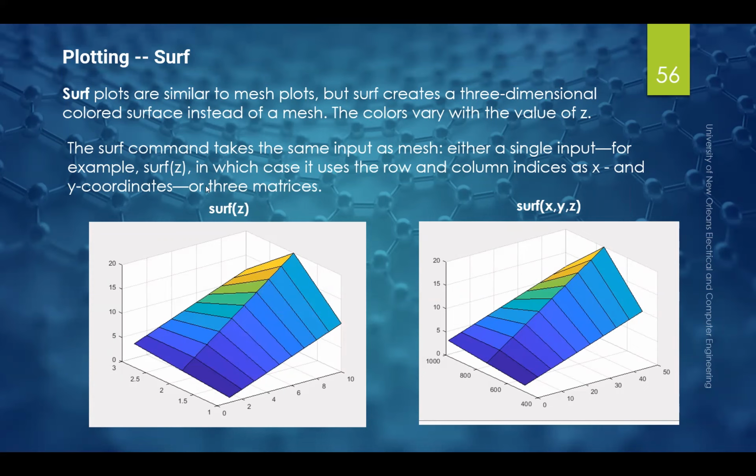So the surf command takes the same input as the mesh, either a single input, for example, surf Z, in which case it uses the row and the column indices as X and Y coordinates, or uses a three-dimensional matrix like the ones we used before. And either way, the result is the same as in mesh, except that now you have colors. In this case, this is the same numbers I used for the mesh representation, or the mesh example I gave you.